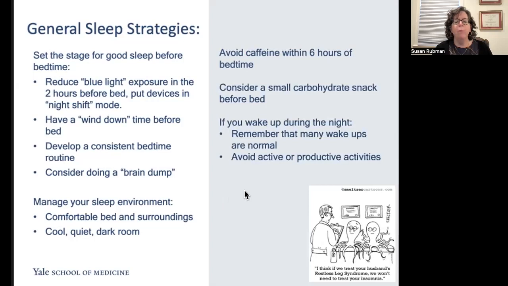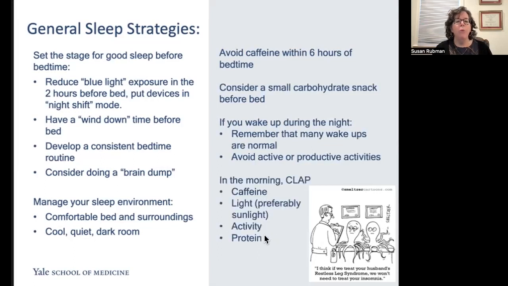Consider a small carbohydrate snack before bedtime so that we don't wake up hungry during the night. If you wake up during the night, remember that many wake-ups are just typically normal, 2 to 6 times every night for all individuals. It's recommended that we avoid active or productive pursuits during the night because those are likely to keep us awake longer. Finally, in the morning when we wake up, we use the acronym CLAP to help us achieve and maintain wakefulness during the day. A little bit of caffeine, light, preferably sunlight, because remember it sends an alerting signal to our brain, activity, and protein. These 4 things set the stage for us to successfully negotiate that transition from sleep to wakefulness.